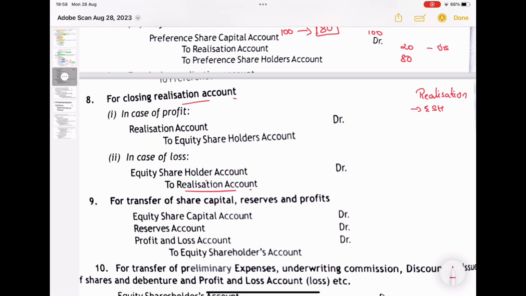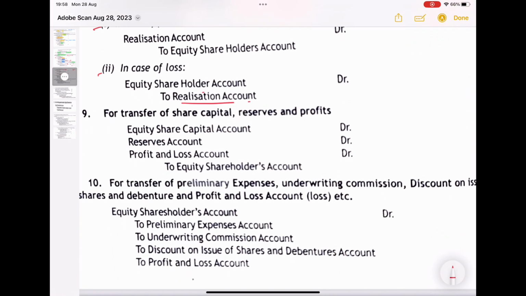In the closing entry we are going to transfer the profit or loss. Here any one entry will occur. At a time we can't enter both profit and loss. In one financial year the company either can earn profit or it can sustain a loss, isn't it? Any one will happen in the company. So either of the entries will be entered in the books of accounts.